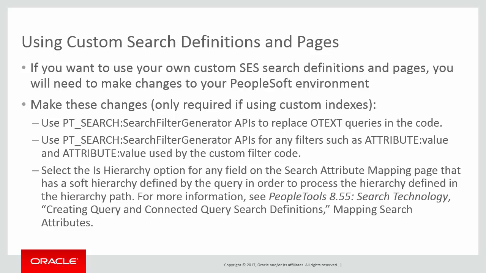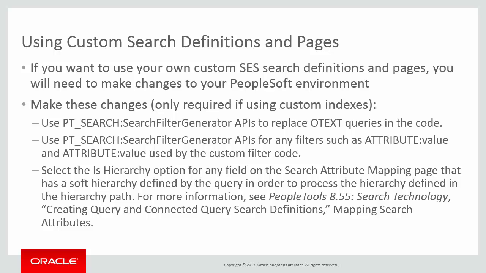Before deploying your search definitions, you may want to consider whether you have developed any in-house SES search definitions that you want to use in Elasticsearch. If you want to use your own custom SES search definitions and pages, you will need to make some changes to your PeopleSoft environment. These changes are only required if you have developed and want to use your own custom indexes. Use PtSearch Search Filter Generator APIs to replace O-text queries in the code. Use PtSearch Search Filter Generator APIs for any filters such as attribute value used by the custom filter code.